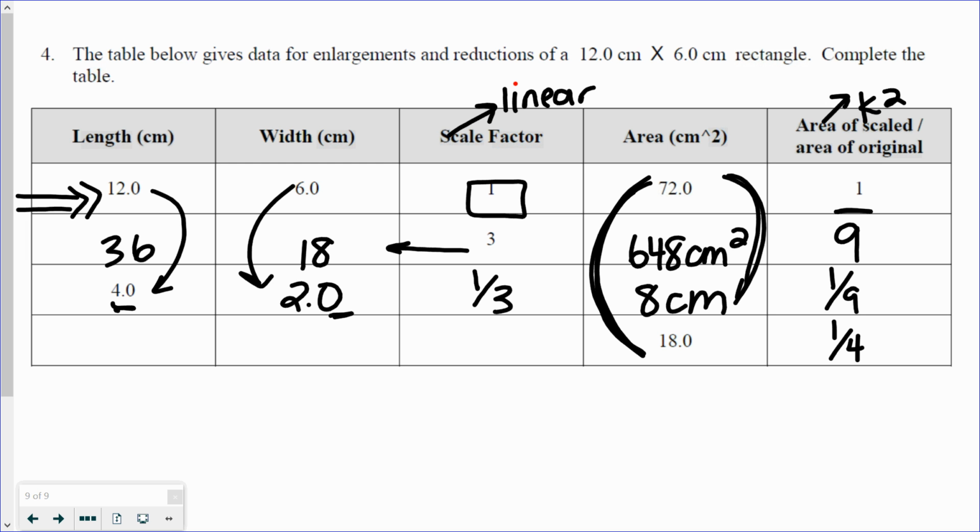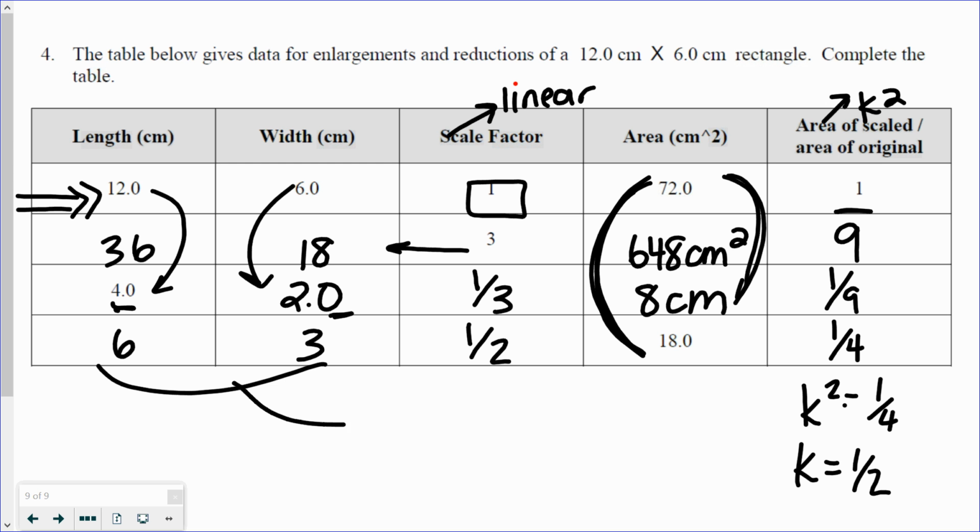So if k squared is equal to 1/4, if I take the square root of 1/4, that gets me my k value equal to 1/2. So that's my scale factor here. So 1/2 there, and then I can apply it to both the length and the width. So 1/2 of 12 is 6, 1/2 of 6 is 3, and so again, just making sure, yeah, that gets us our area of 18.